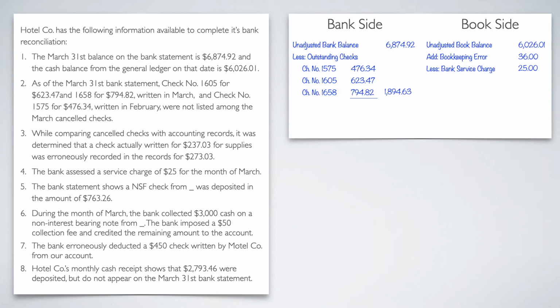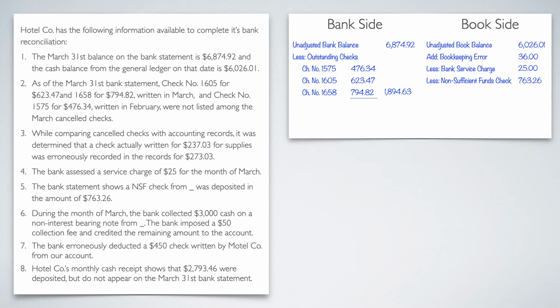So has it affected our books? Yeah. Correctly? No. Has it affected the bank? Yes. Correctly? Yes, because it's worth 0 and it affected the bank 0. So what do we need to do to our books to correct this mistake? So we originally, when we got the check, added it to our books. So in order to correct it, we need to take it back out. So we'll say less NSF check or non-sufficient funds check of that amount, $763.26.